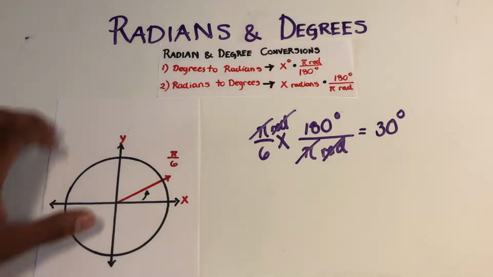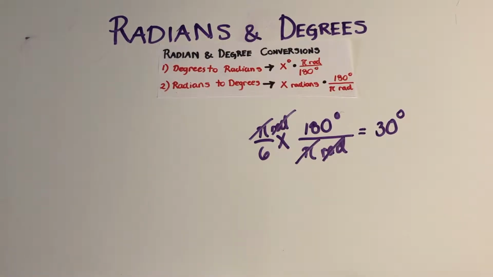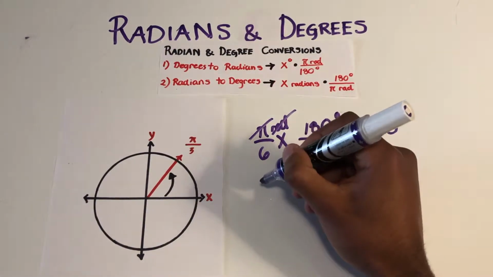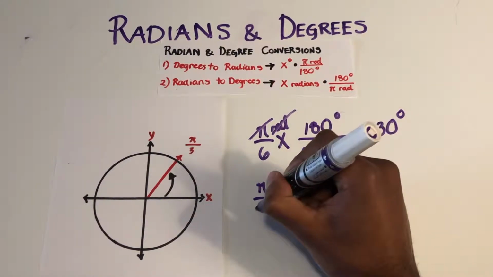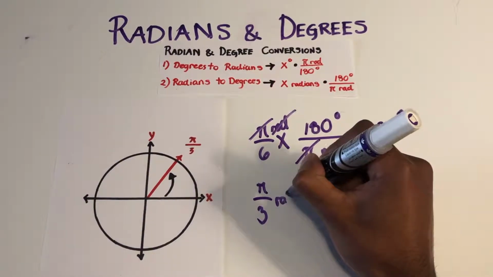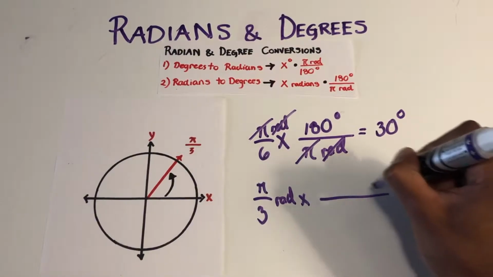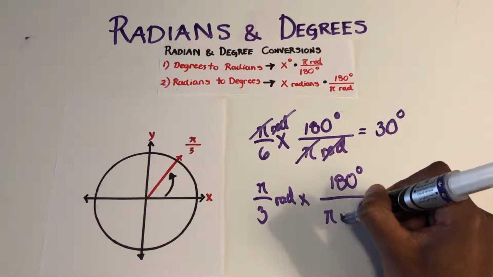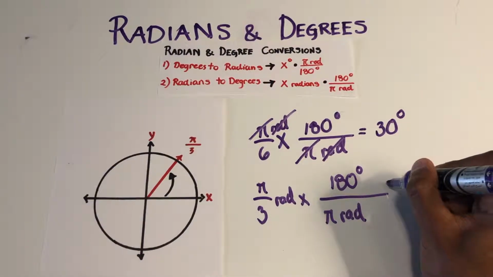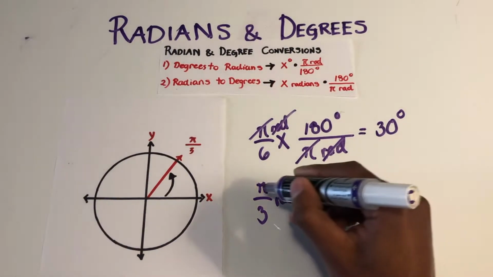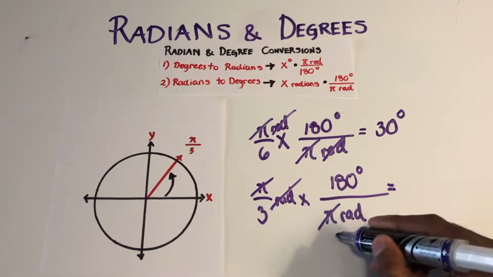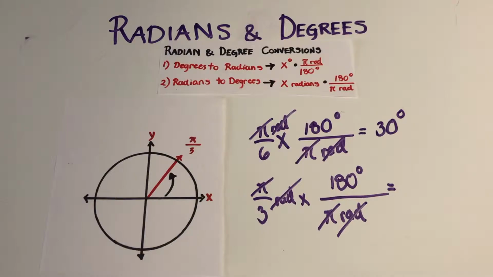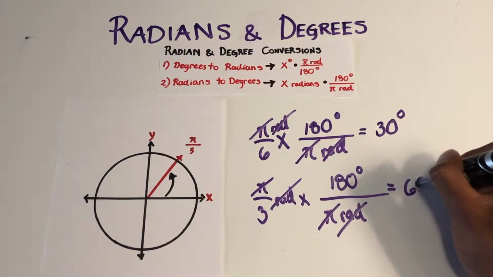For our next problem, we have pi over 3. So nothing changes. We have pi over 3 radians times 180 degrees over pi radians. Pi radians are going to cancel. We're left with 180 degrees over 3, which gives us 60 degrees.